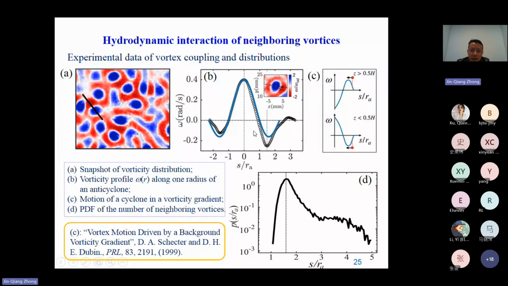To gain more insight into the formation of vortex clusters, we studied the vortex interaction and looked into the vorticity profile along a radius of an anticyclone. We found omega can be described by an oscillating function. It has a maximum at the vortex center, crosses 0 at the vortex edge, and reaches a local minimum outside the vortex core. So a strong vorticity gradient is created outside an anticyclone. This suggests that nearby cyclones will move towards the position where the vorticity is minimum. We found the PDF of the vortex number has a prominent peak where the vorticity is minimum. Such a vortex interaction leads to aggregation of vortices and the formation of vortex clusters.